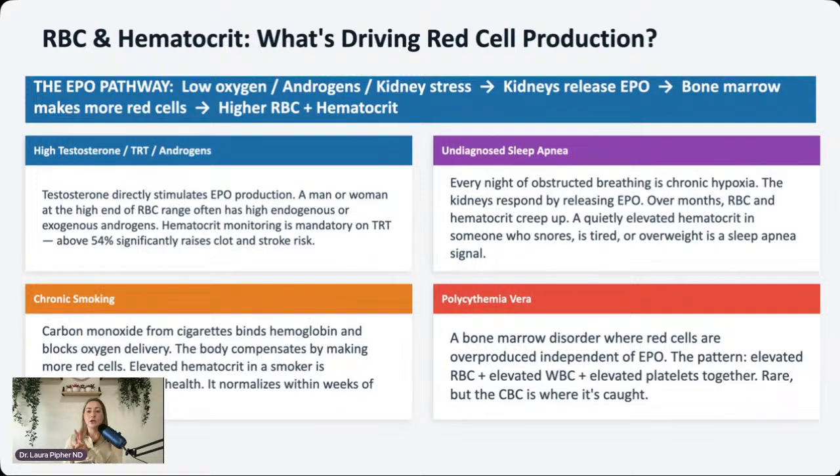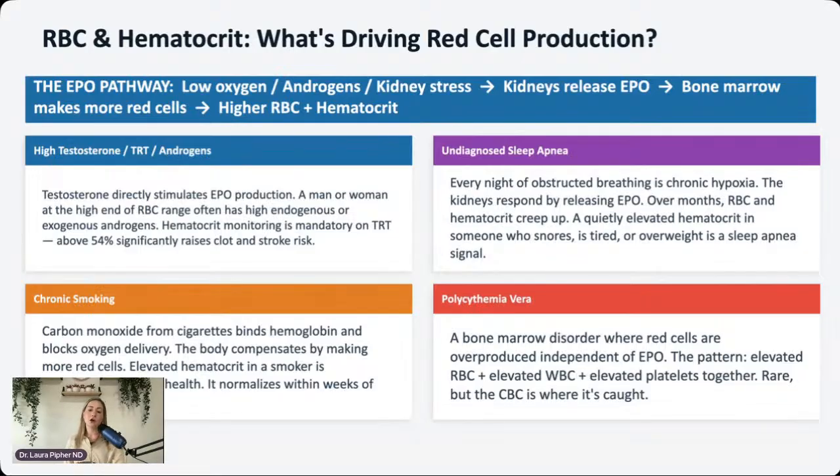Two more things I'm going to note about the red blood cell and hematocrit is chronic smoking. Carbon monoxide from cigarettes actually binds to your hemoglobin and blocks oxygen delivery. The body compensates by making more red cells. So elevated hematocrit in a smoker is compensation, and it normalizes within weeks of quitting. So if you are a smoker, this is something to note that it might be elevated.